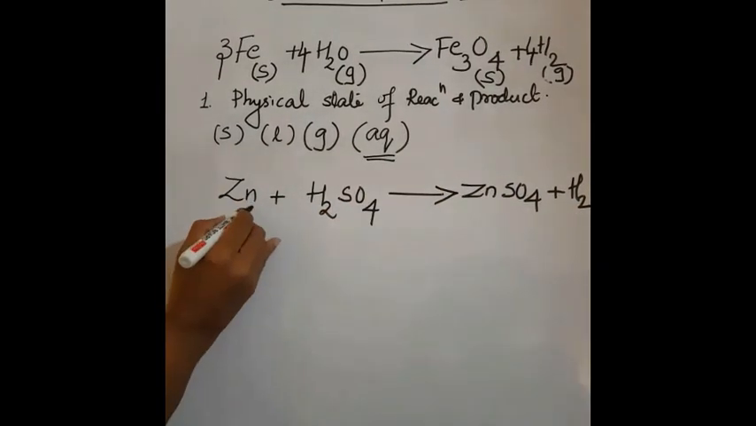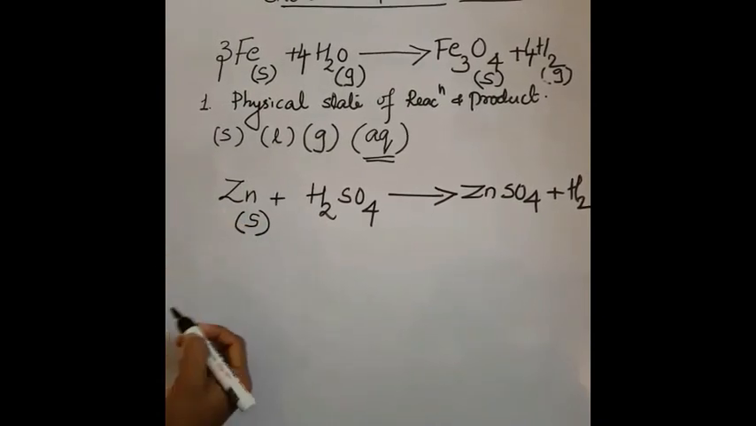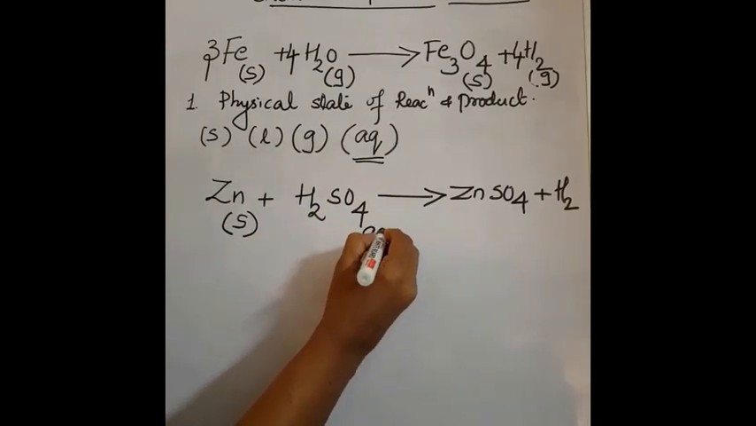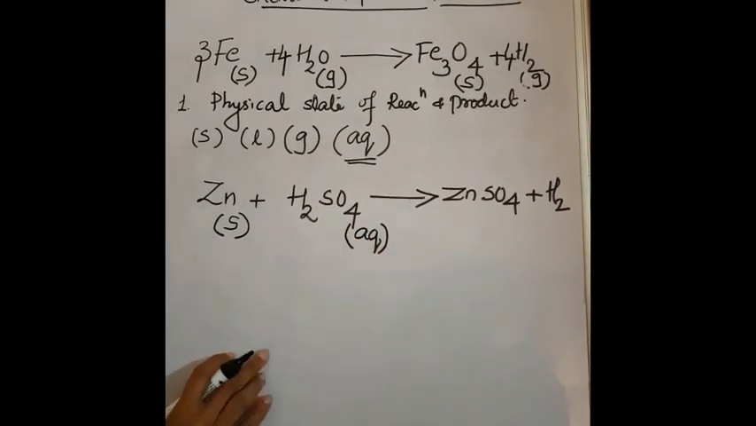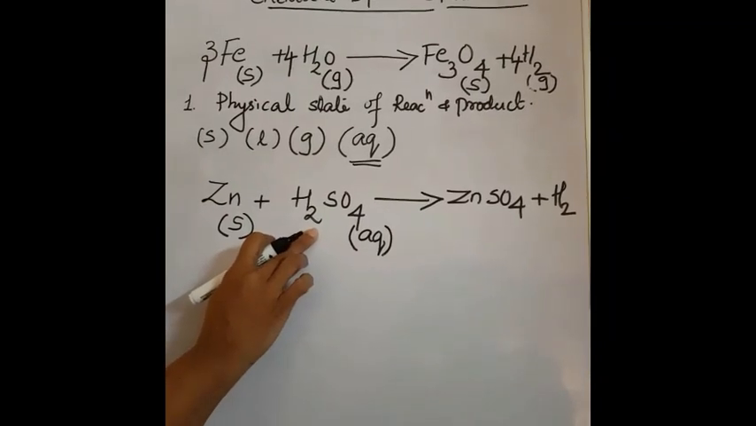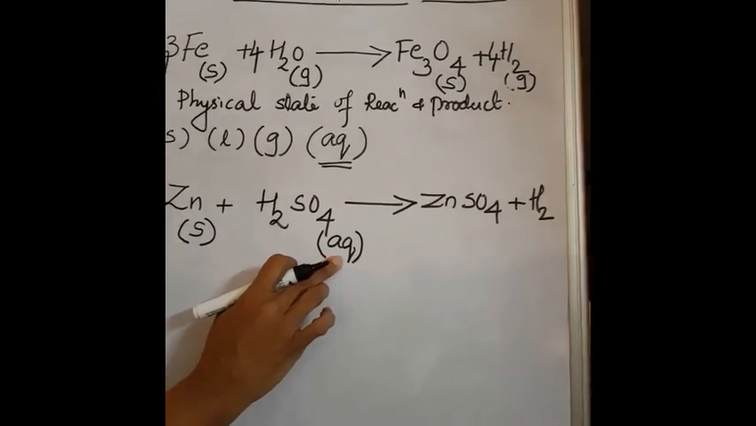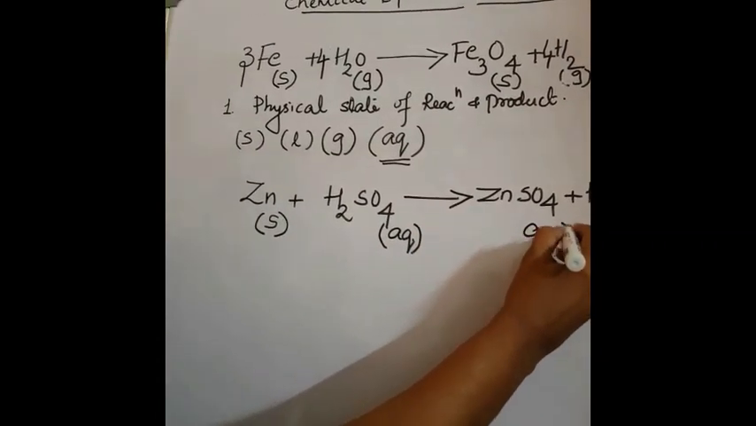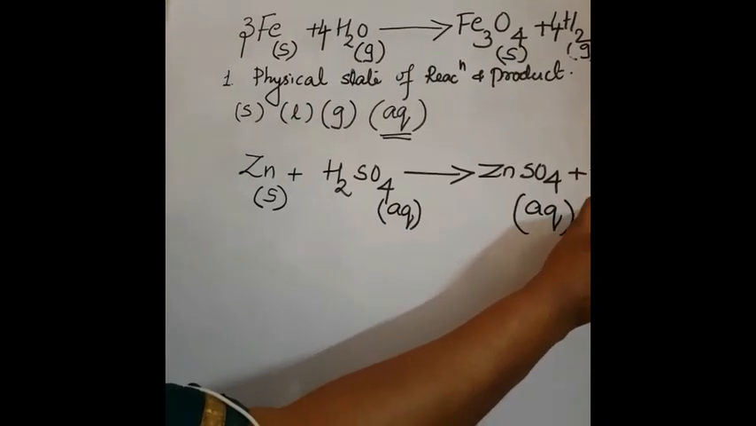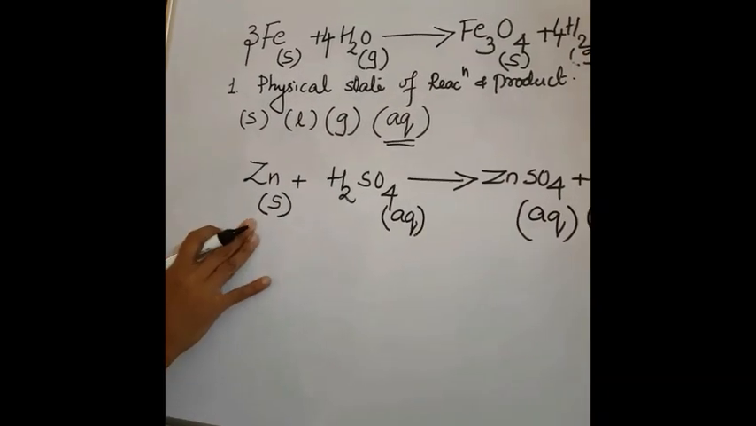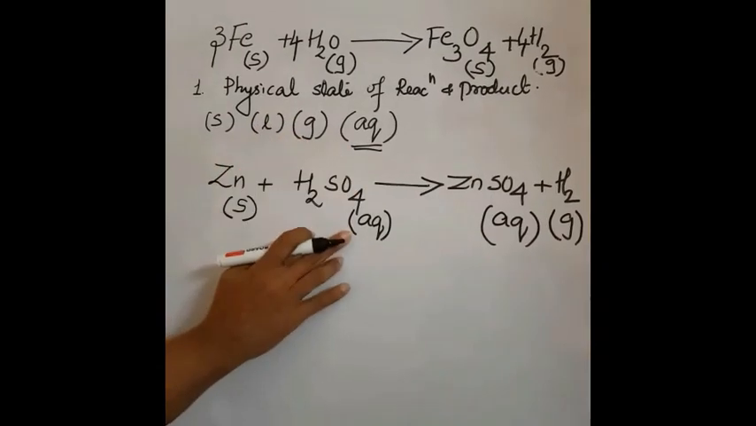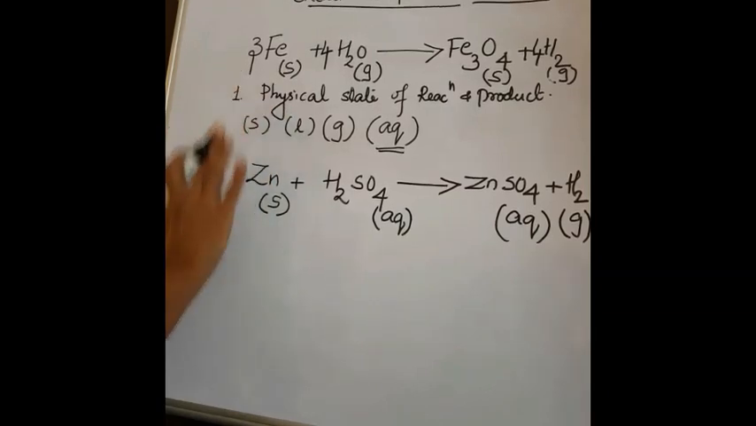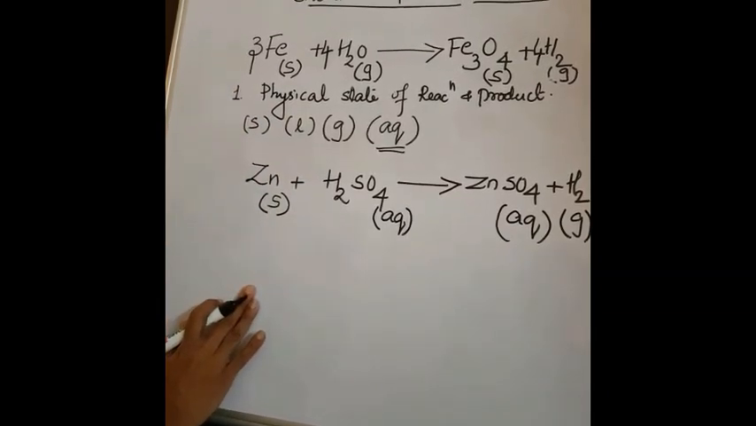Here you know zinc being a metal, you can write it as solid, but what about sulfuric acid? This you can write as aqueous because we dilute the sulfuric acid. So it is a solution in water. That is why we are writing aqueous or AQ. Now what about this zinc sulfate? That is also aqueous and hydrogen is a gas. So this is the example for the physical state which represents an aqueous solution. So this is one method by which we can make this chemical equation informative.